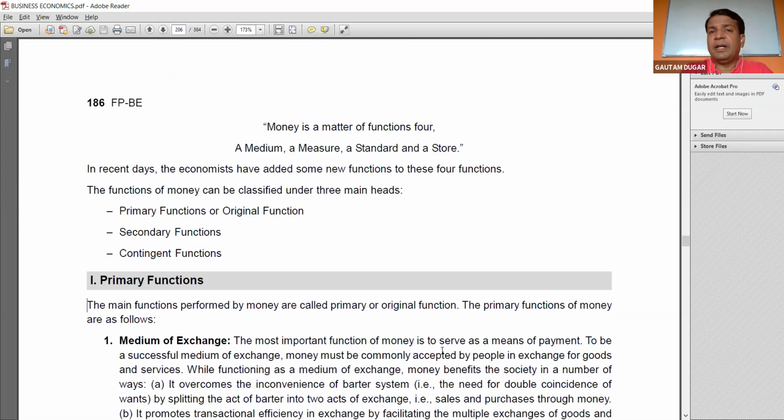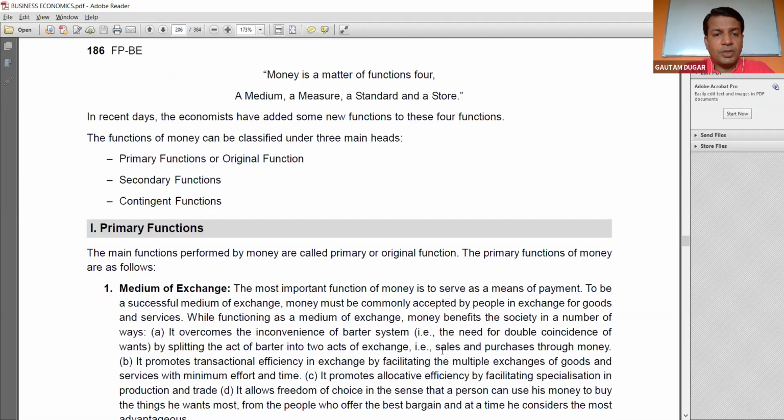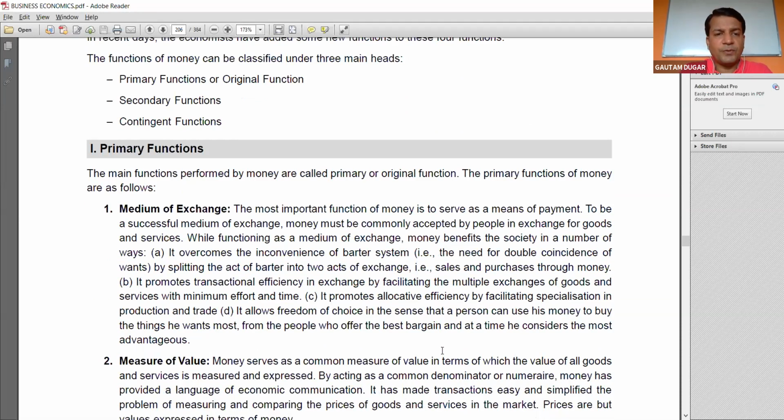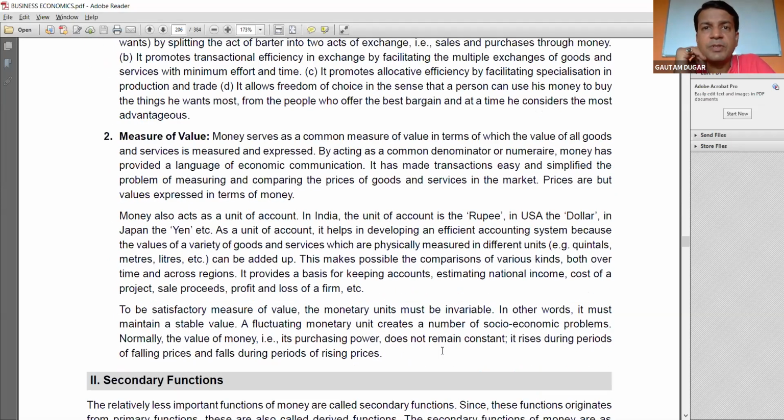Money is a matter of functions: medium of exchange, measure of value, standard, and the store of value. Primary functions, you need to go through these portions just for the sake of reading. Medium of exchange, measure of value, that is the value of any commodity can be expressed in terms of money very easily. Earlier when the barter system was there, in the beginning of human civilization, it was very difficult to calculate the value of any commodity because it was only with respect to another commodity, right? So it was a very difficult task. But with the advent of money into the economy, now measuring the value of any commodity has become very easy in terms of money.